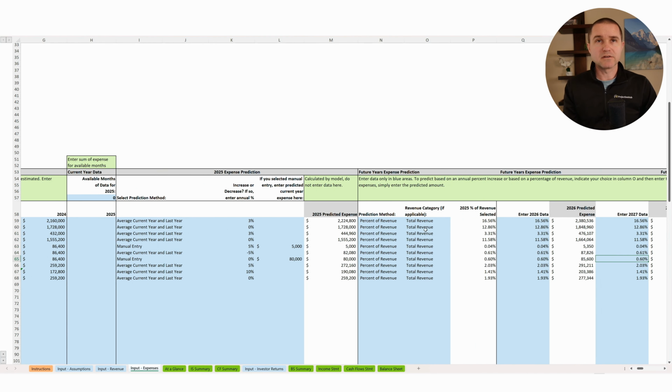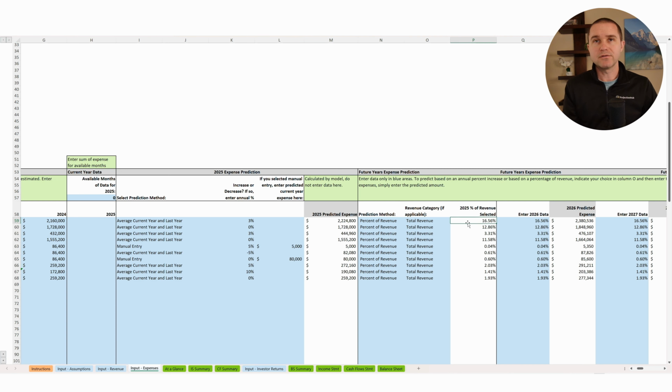Now, this is where it gets a little bit different on the expense side, because we can select expenses as a percentage of revenue or a percent increase or decrease. So let's say we said, well, cost of goods sold, going forward, yeah, we're going to grow revenue, but we expect cost of goods sold to stay the same percentage of revenue. We think gross profit's going to stay the same. So we want to select percentage of revenue.